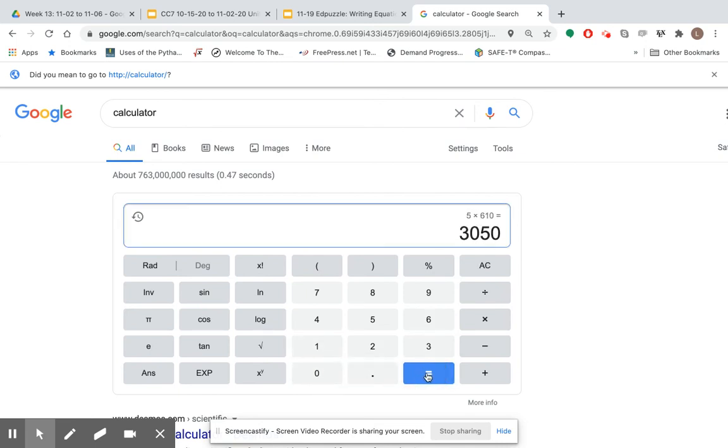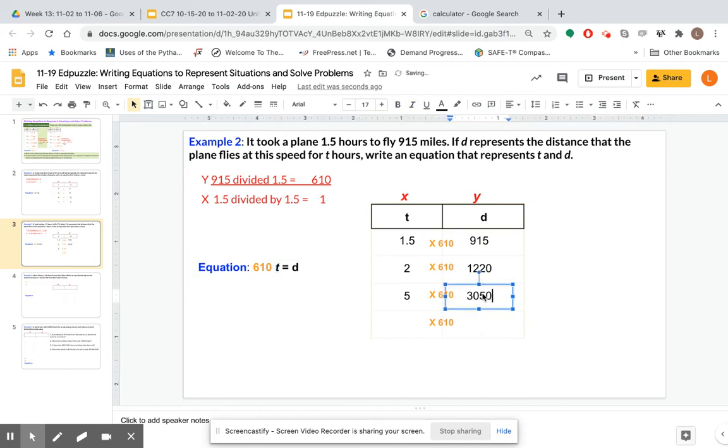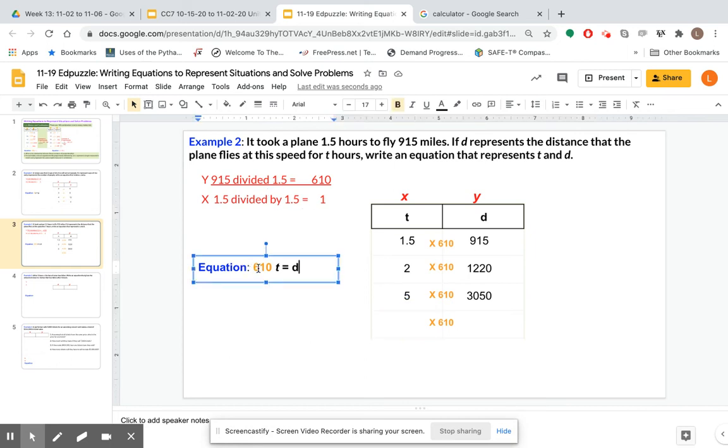We could do it by hand also, but I want to show you guys. That's going to be 3,050 miles, okay? And we don't even have to fill out the last one, but that's basically how it works. 1.5 times 610, that's what gave us 915. But this is our equation. Remember, the constant of proportionality goes with the letter on the x side, and then you multiply those together to equal the category on the y side, right?